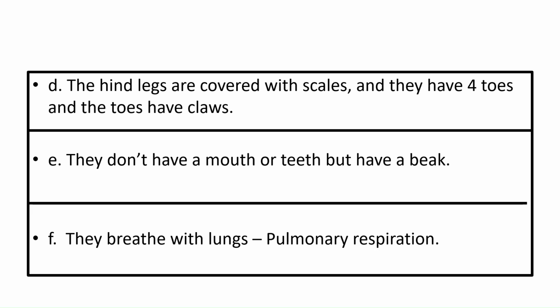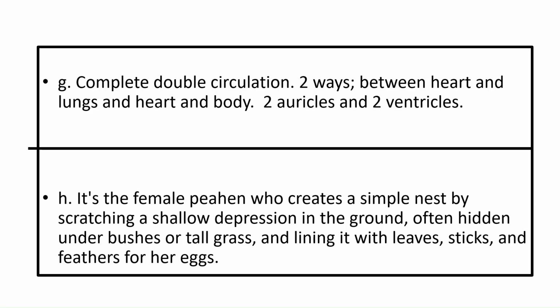The fourth one is the hind legs are covered with scales and they have 4 toes and the toes have claws. The fifth one, they don't have a mouth or teeth but have a beak. The next one, they breathe with lungs, that is pulmonary respiration. Next card, we can see complete double circulation, that is 2 ways between heart and lungs and heart and body. So 2 auricles and 2 ventricles.